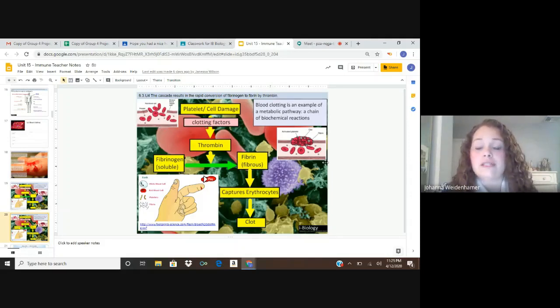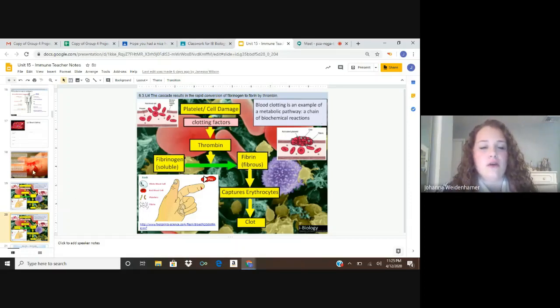And over here, you can see that once those clotting factors have been released and it goes through these steps, now we're starting to close up that wound or that opening into the body. So blood clotting is an example of a metabolic pathway. So it's a chain of biochemical reactions.